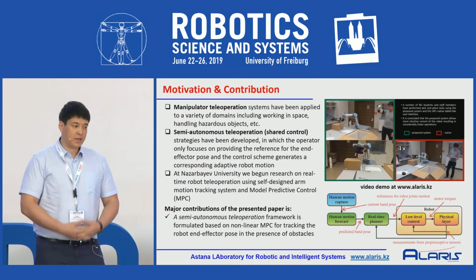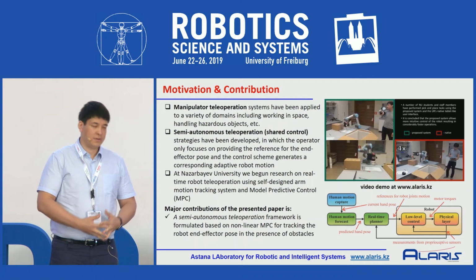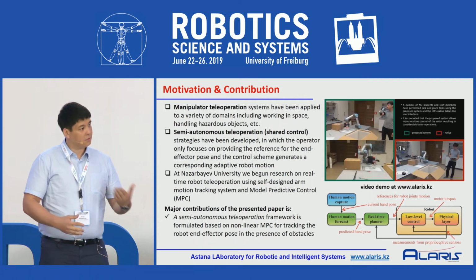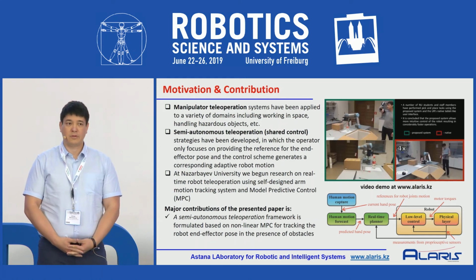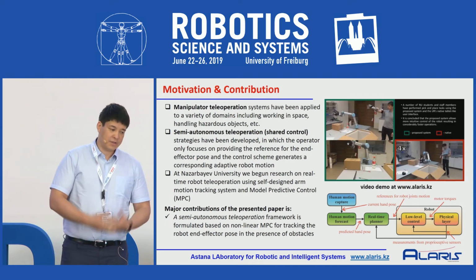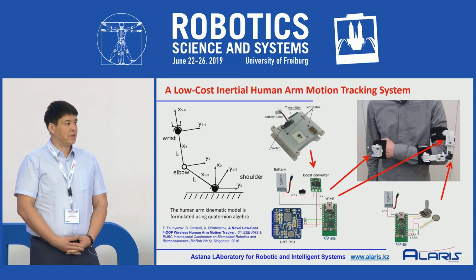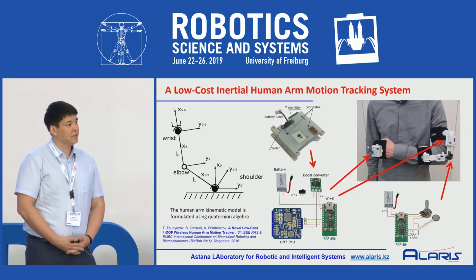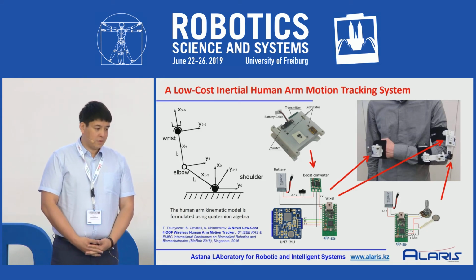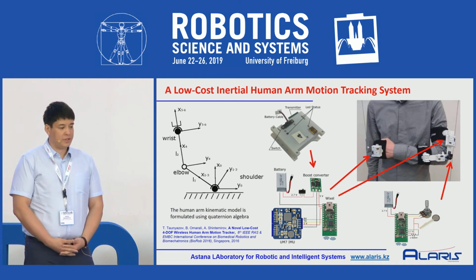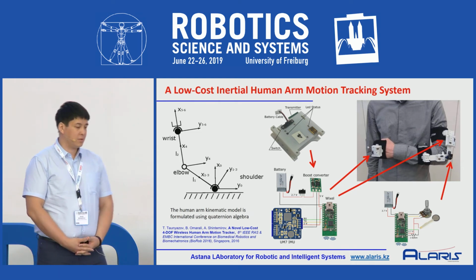We decided to use model predictive control to provide a human motion, not only the current end effector pose, or the reference pose, but also a forecast for the human arm motion, so that the robot generates the trajectory taking into account the future motion of the operator's arm. This is our initial design of our human arm motion tracking system.